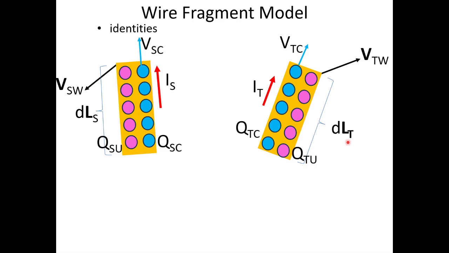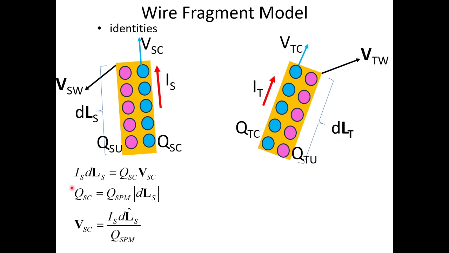Now, let's talk about some identities here. One thing we know, that we've shown in the paper and we've shown many times, is that the current in the source times the differential length of the source is equal to the quantity of the source charge times the velocity of the source charge. And again, that's relative to the wire.